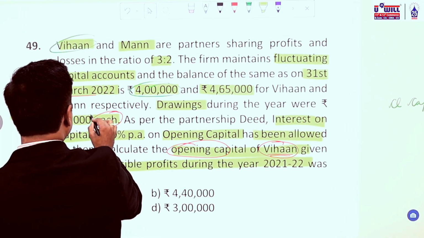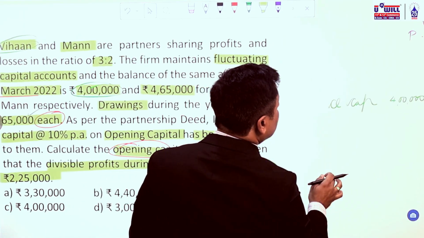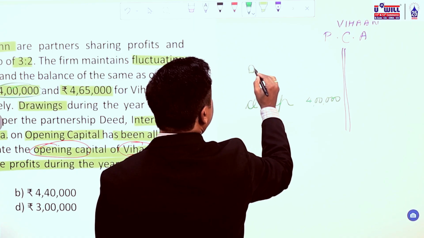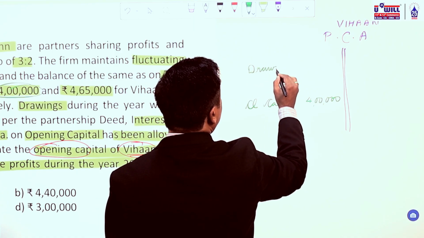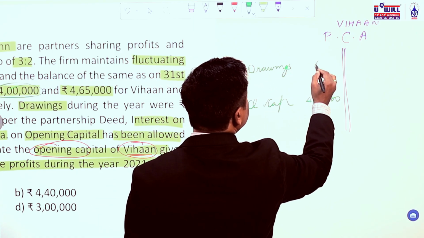Drawings during the year are 65,000 each. So drawings will also come on the debit side. Partners' capital account drawings will also come on the debit side, 65,000.